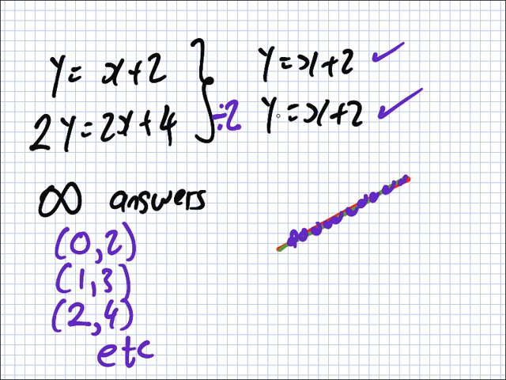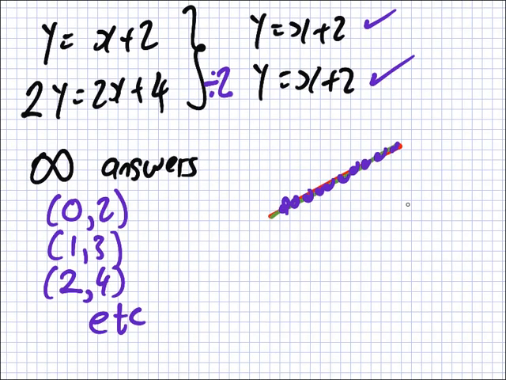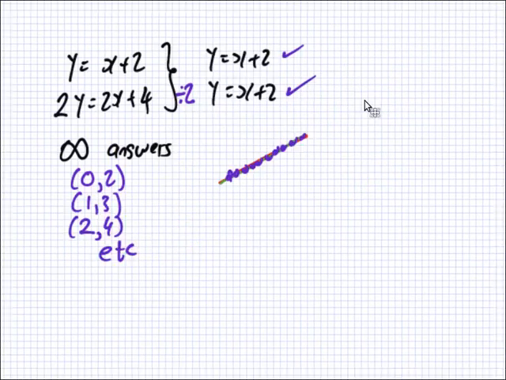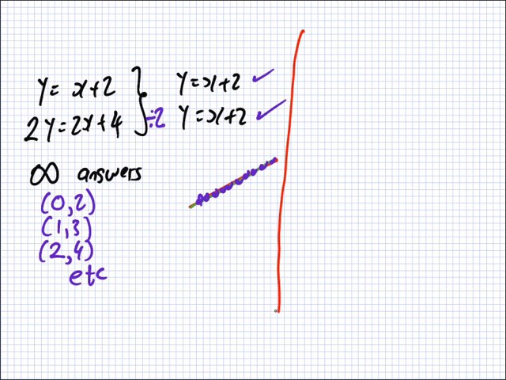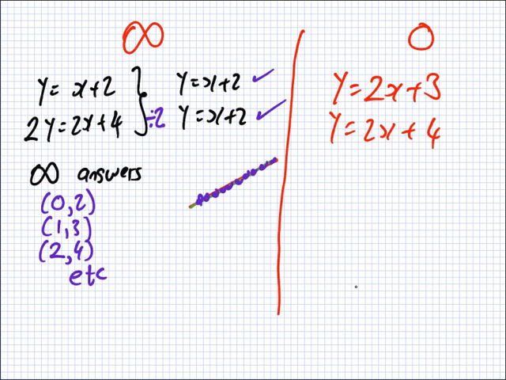When do you have no solutions? Well, that would be something like this. Let me just make space here. So you've got two special cases. You've got infinite solutions and 0 solutions. And that might be something like this. y equals 2x plus 3 and y equals 2x plus 4.